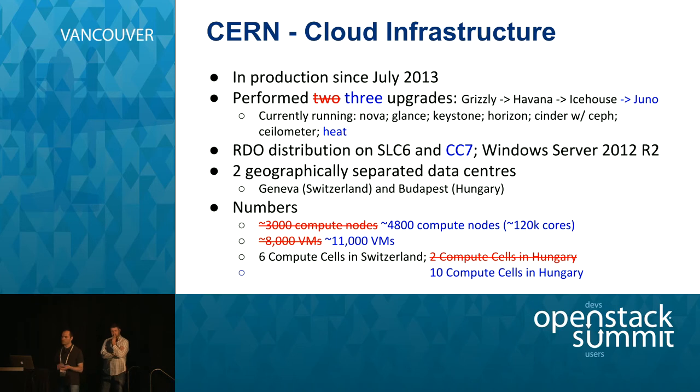Our cloud runs in two different data centers. One is located in Geneva, the other one in Budapest. And in terms of numbers, during these 6 months, we added a few more nodes. So now we have 120,000 cores in our cloud. On average, we have 11,000 VMs running. And in total, we have 16 cells.